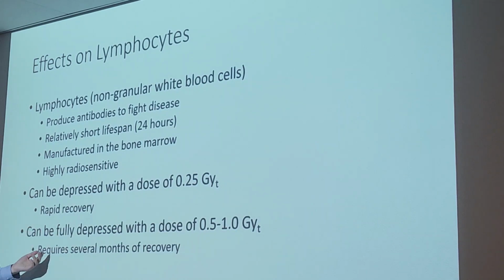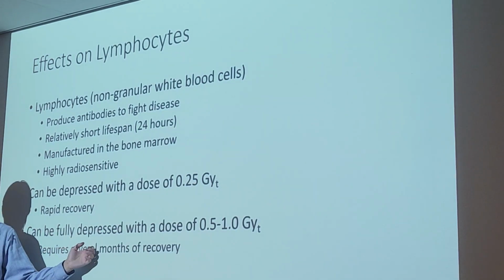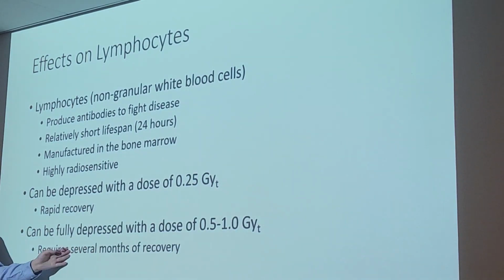So because of that, it takes a long time to rebuild the lymphocyte count, right? It can take months to recover the lymphocyte count, just because there aren't enough stem cells producing them at a dose of 1 gray. Does that make sense? Yes.